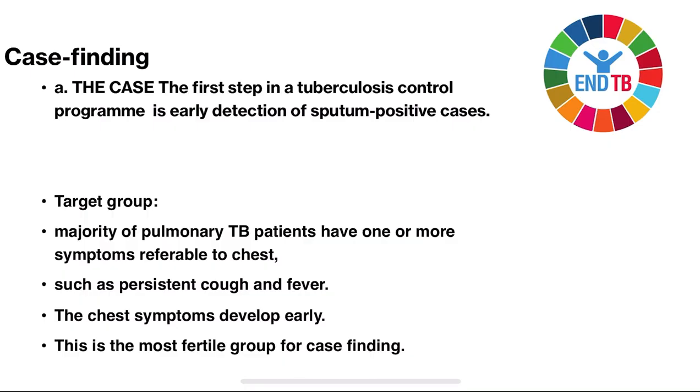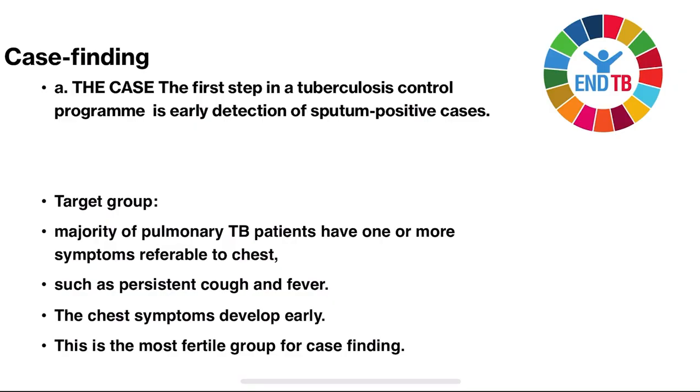To begin with, case finding. The first step in the TB control program is the early detection of sputum positive cases. What we have to do? Early detect. How can we early detect these patients? It is through the target group.